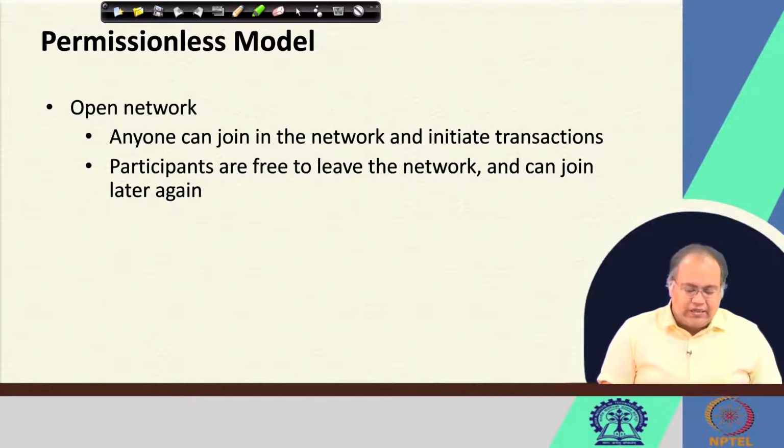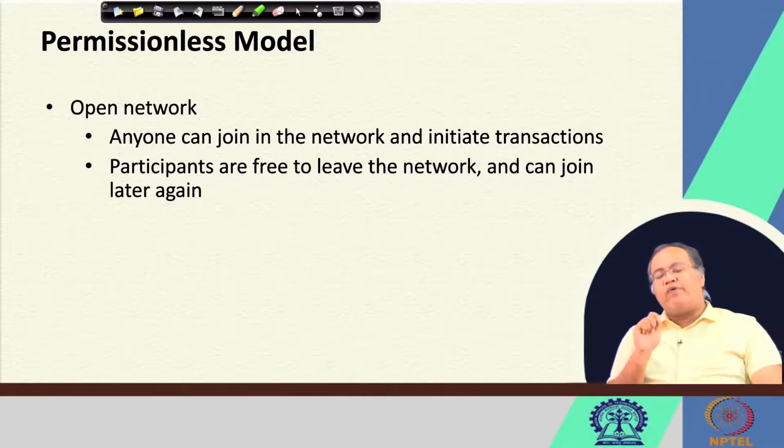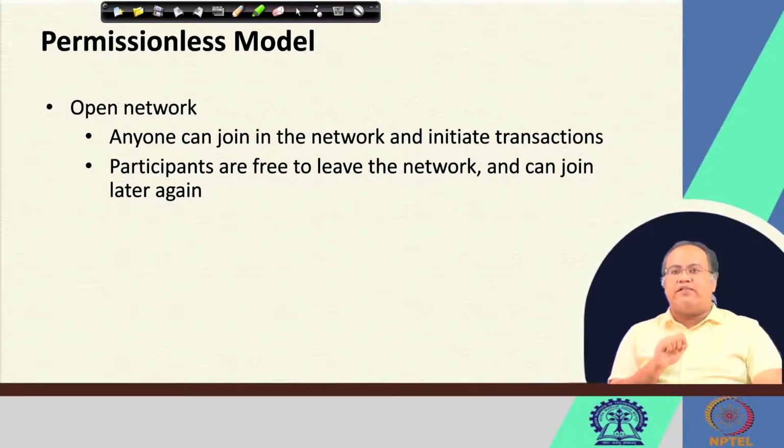Now, in the permissionless model, just like a participant can join the network and initiate a transaction, participants are also free to leave the network and join later on. So, at any instance of time you cannot say how many participants are participating in the transaction procedure. The network is completely dynamic, and rather I would say it is a completely untraceable network. Now, in such a network setting, we are going to design a consensus mechanism, and that is our objective that we want to satisfy.